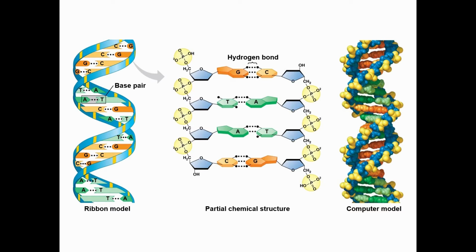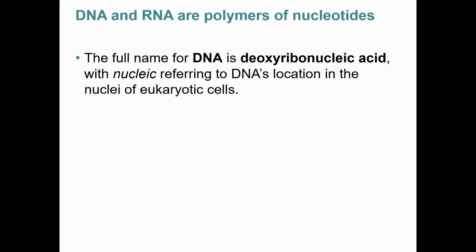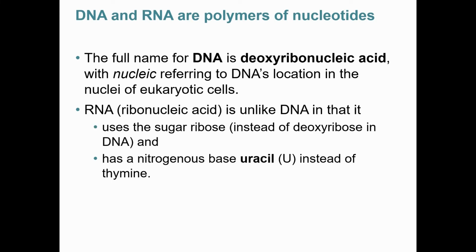The full name of DNA is deoxyribonucleic acid, with nucleic referring to DNA's location in the nuclei of the eukaryotic cell itself. RNA itself, ribonucleic acid, is unlike DNA in that it uses a different sugar. So that sugar is going to be ribose instead of deoxyribose. It also has a different nitrogenous base, that's going to be uracil, and that will replace thymine. Otherwise, their structures are extremely similar.